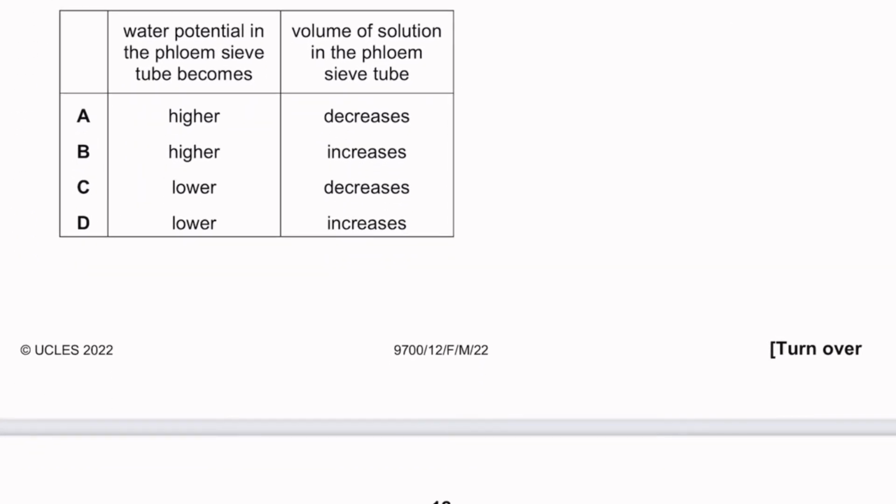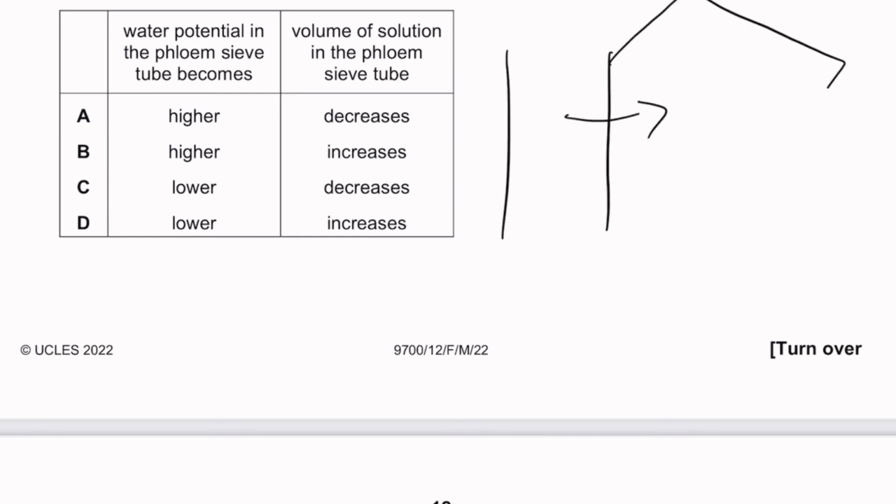Which changes to the water potential and the volume of the solution in the phloem sieve tube element occur when amino acids are moved into a sink from the phloem sieve tube element? So let's draw this, of course. So this is a phloem sieve tube element, and they're going to be moved to a sink. Right, so what happens is that the water potential is going to increase, however, the volume of the solution in the sieve tube element is going to decrease. So the answer is A.